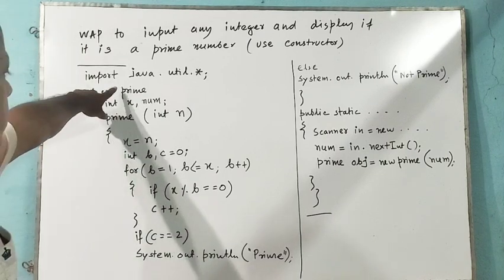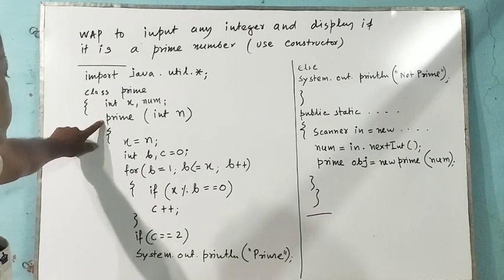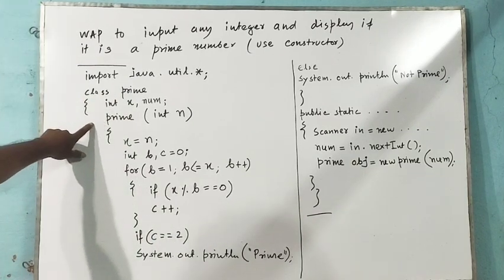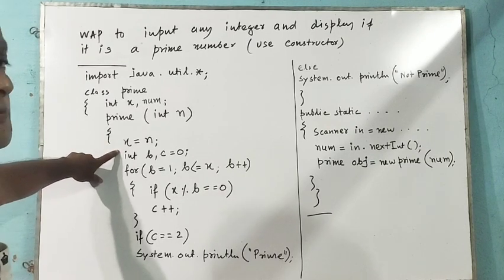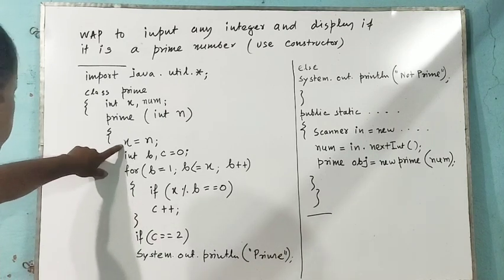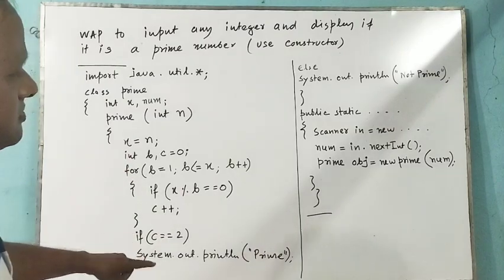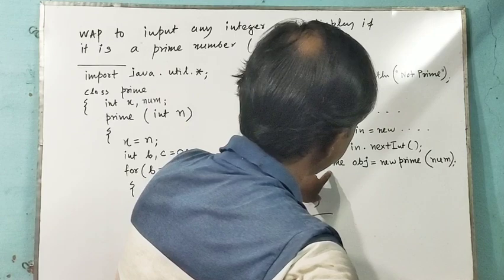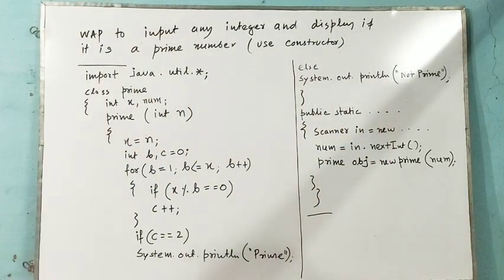Number one, remember this: the name of the class and the name of the constructor will be the same. Number two, a constructor will not have any return type. Number three, the data members of the program are to be initialized in the constructor. Last, when an object of the class is created, the constructor is automatically called.